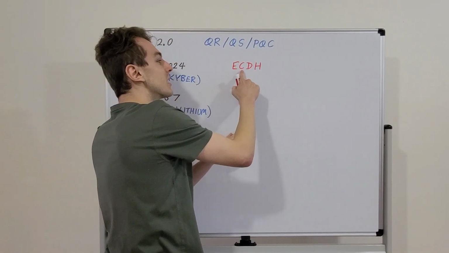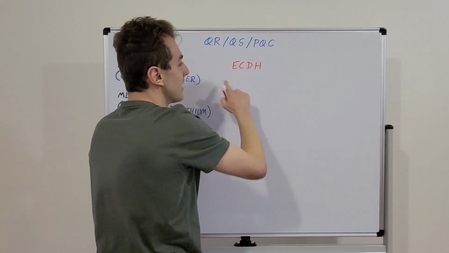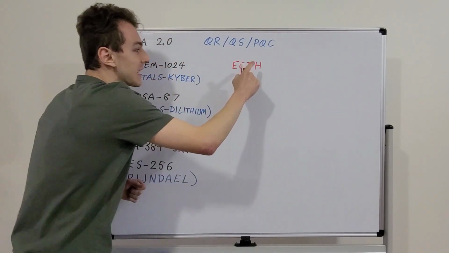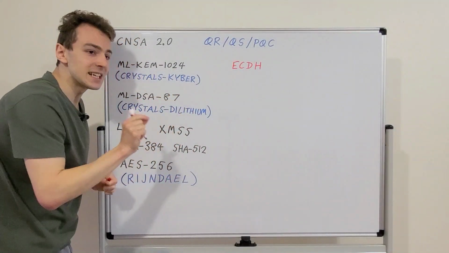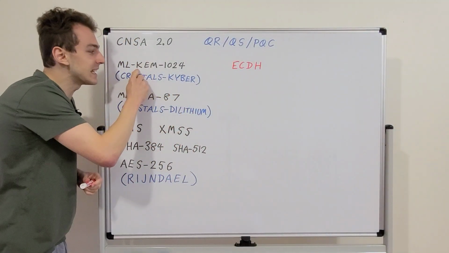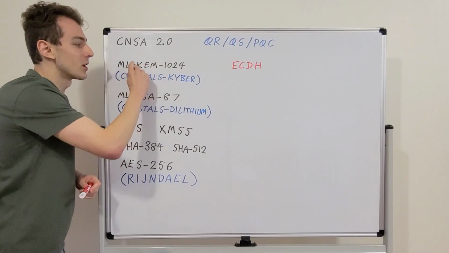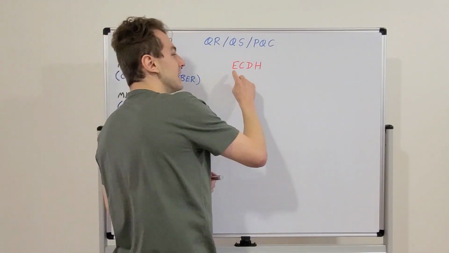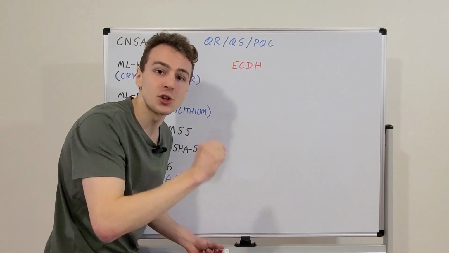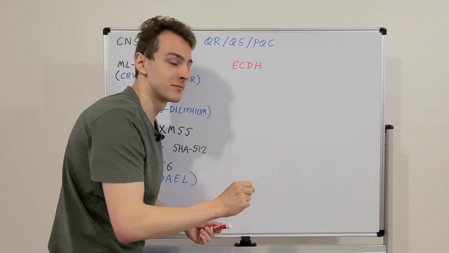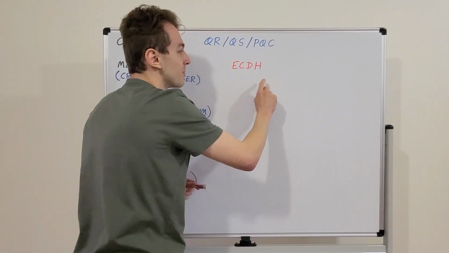That is elliptic curve Diffie-Hellman key exchange. And the purpose of this algorithm is also key establishment. So it's just like ML-KEM. But there's a slight difference. ML-KEM is a key encapsulation mechanism. That's why we have this KEM part in the name. But elliptic curve Diffie-Hellman key exchange is a non-interactive key exchange, or NIKE. So that is ECDH.